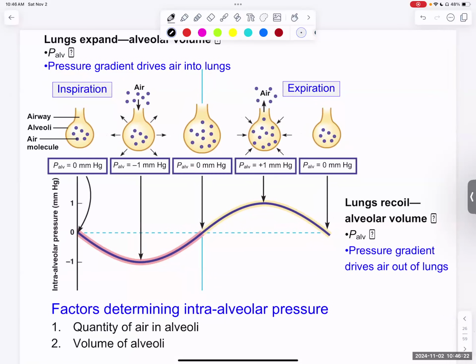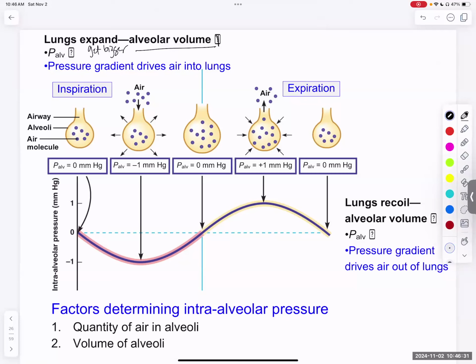Now, as the lungs expand and get bigger, the alveolar volume is going to increase, right? There's more space. It started out a volume like this.